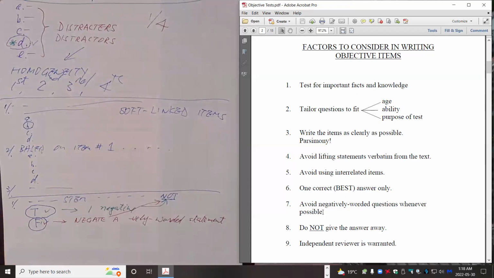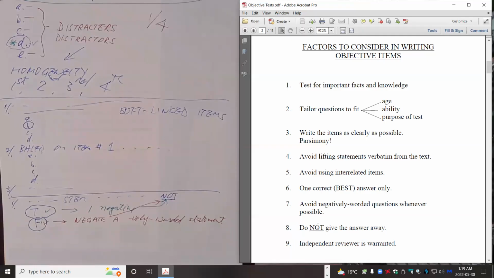Okay, so this is the case. So you avoid negatively worded questions or items whenever possible. And if you have to use "not" or "couldn't" or "except," that type of thing, underline it. Okay, underline it. Make sure in your last assignment you do that. Okay. All right.